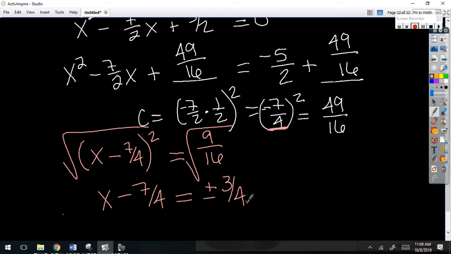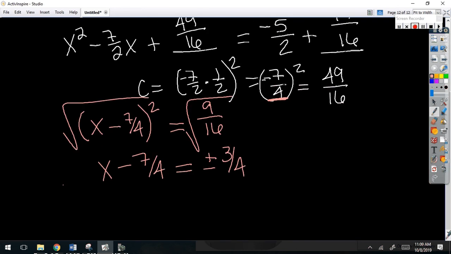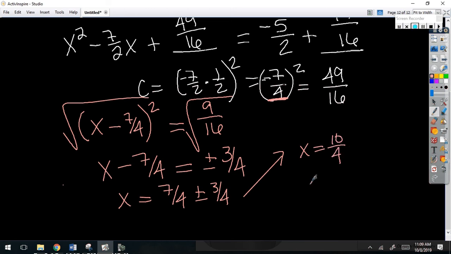What got us really, really nasty throughout has really turned a corner, and it's not so nasty anymore. Add 7 over 4 to both sides, and so I get two answers here. 10 over 4 and 1.